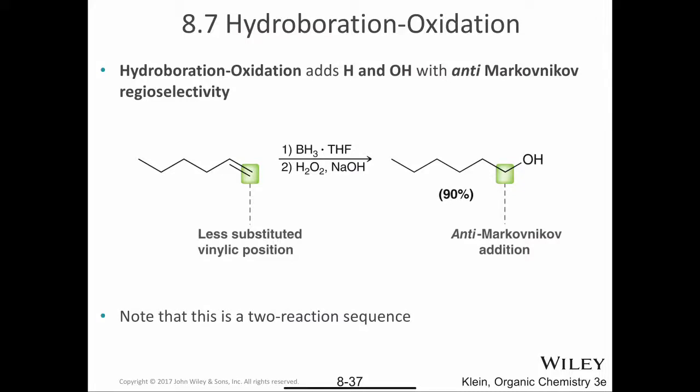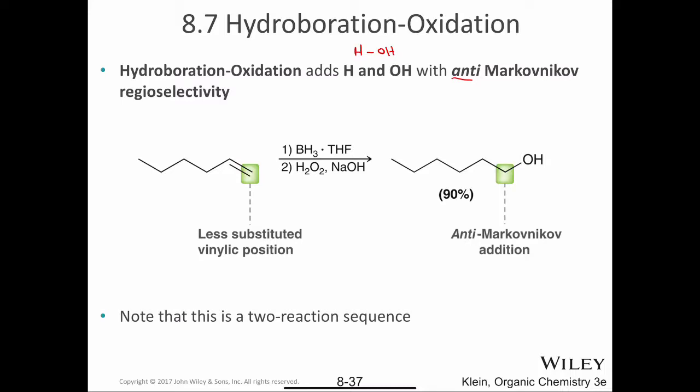Section 8.7 covers a reaction that we call hydroboration-oxidation, and you can probably guess by the name that it's a two-step process. Hydroboration-oxidation adds a hydrogen and a hydroxyl, so we're basically adding water to a molecule, but with anti-Markovnikov regioselectivity.